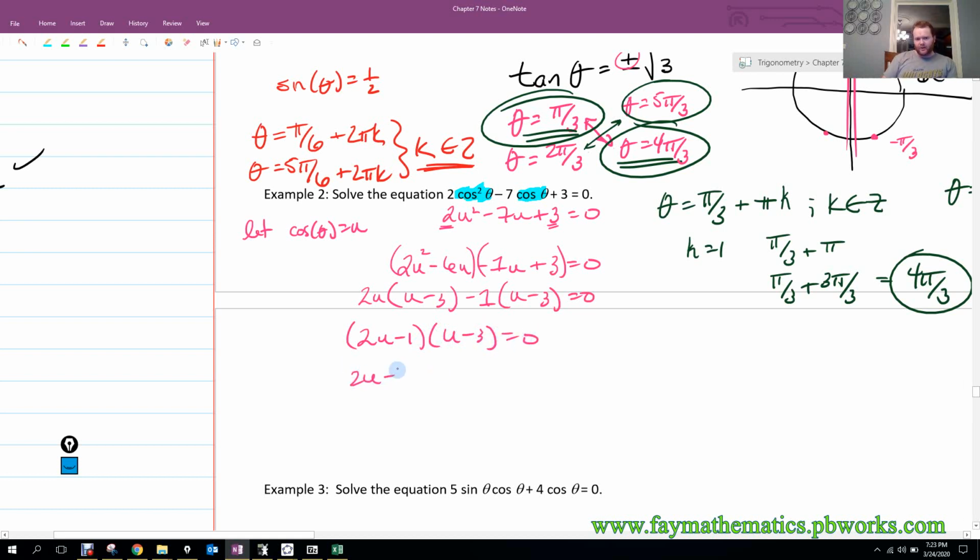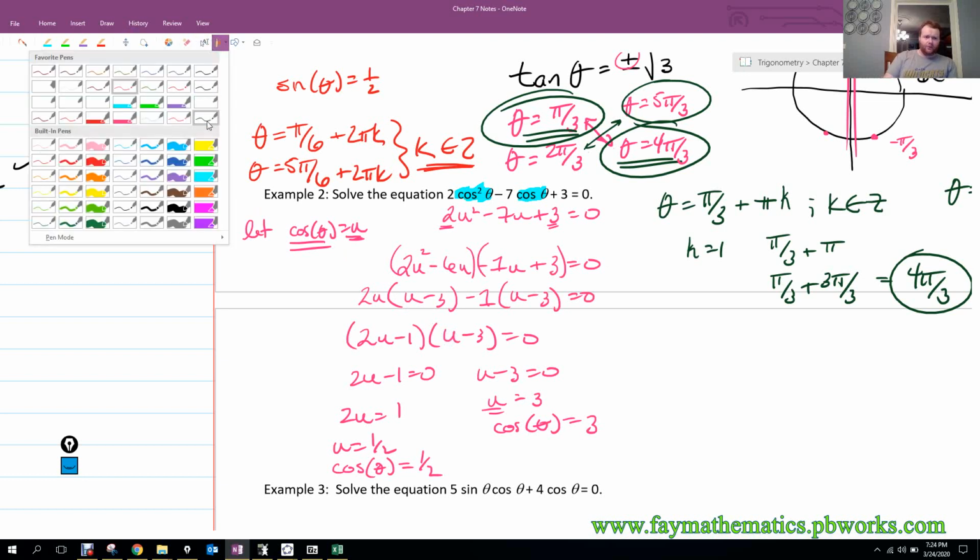So that gives me 2u minus 1 equals 0, u minus 3 equals 0. So then 2u is 1, u is then a half, and then here u is 3. Remember what u was. u was cosine theta. So we got our cosine theta back substituted is equal to 1/2. Here I get cosine theta back substituted gives me 3. And now we just have to answer those.